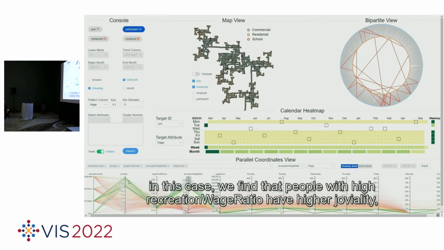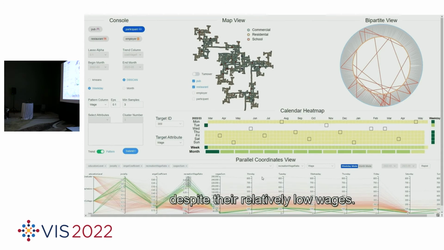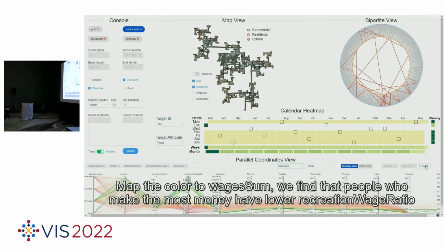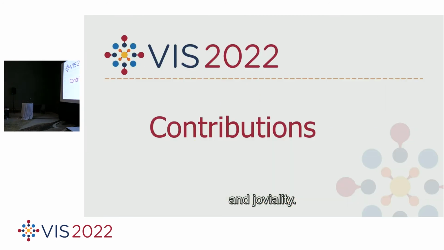In this case, we find that people with high recreation wage ratio have higher joviality, despite their relatively low wages. Map the color to wages sum. We find that people who make the most money have lower recreation wage ratio and joviality.